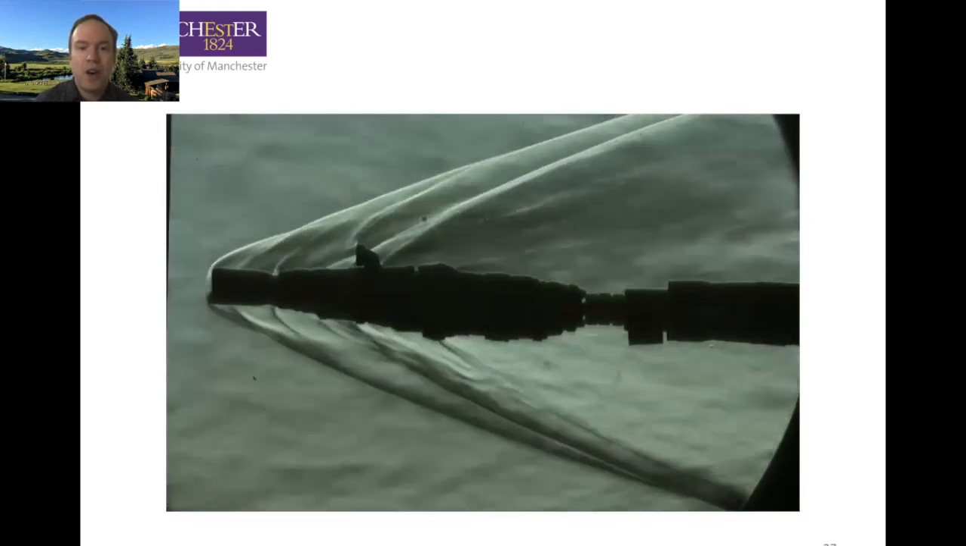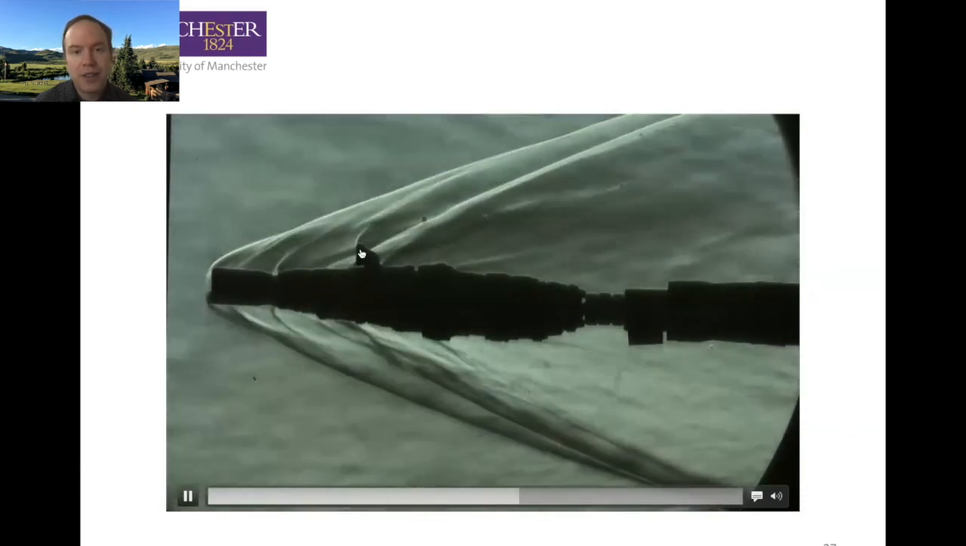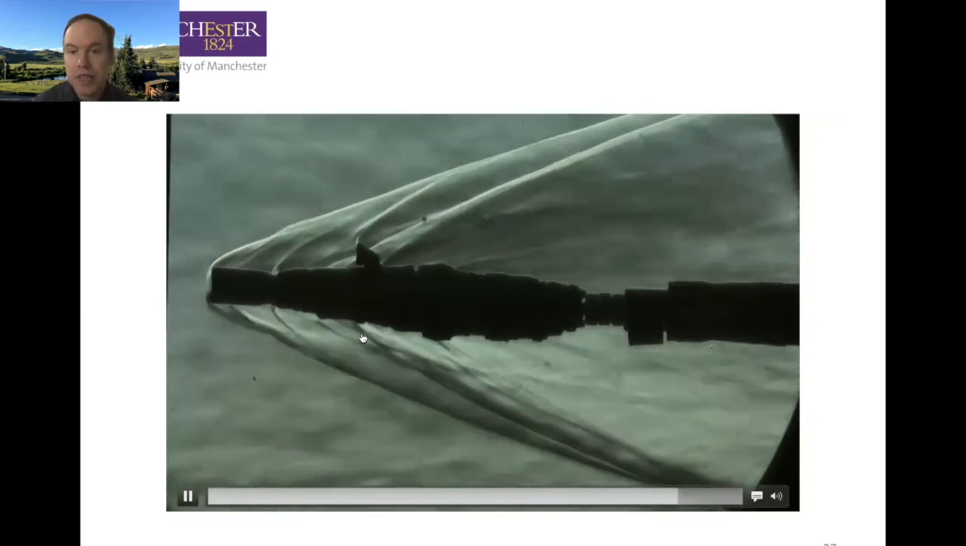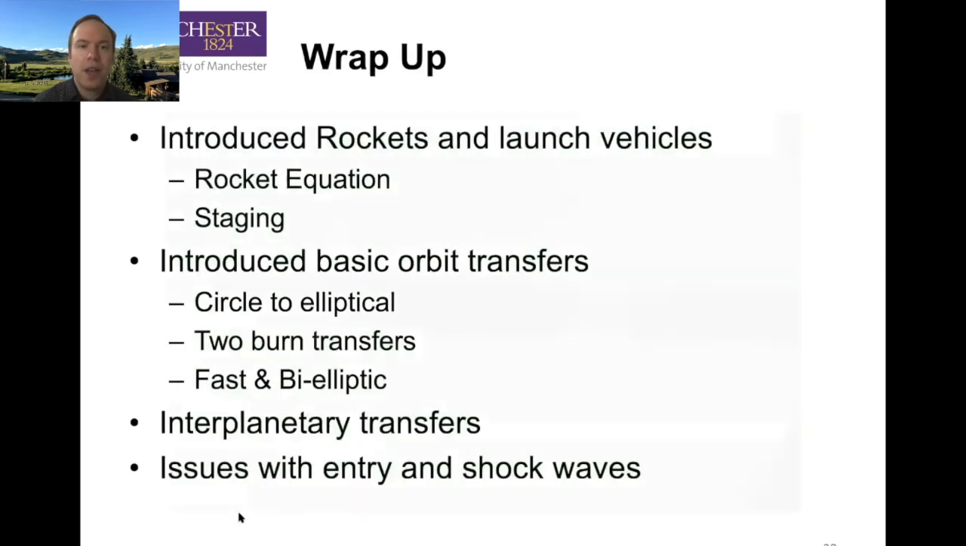As you can see, all of these shock waves are forming, and you get interactions of shock waves on other parts of the body, and all of those would cause increased heating and likelihood of breakup. That disintegration we saw with Columbia, for instance. Okay, so that brings us to the end of our quick introduction to getting back down.